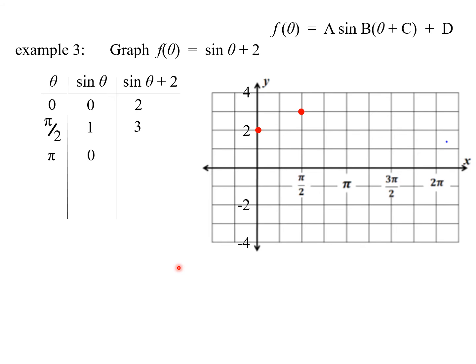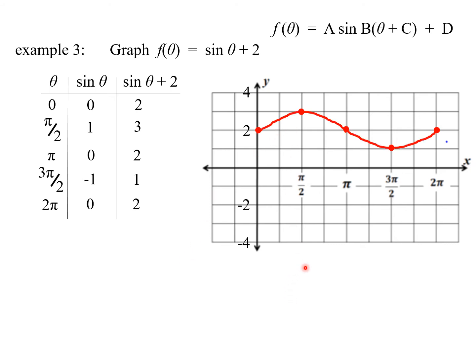When theta is equal to pi, the sine is 0. Add that to 2 to get 2. At 3 pi over 2, the sine is negative 1. Add that to 2 to get positive 1. And then finally, at 2 pi, the sine is 0. Add that to 2 to get 2. And then we've gone through one complete period, so draw a smooth curve.